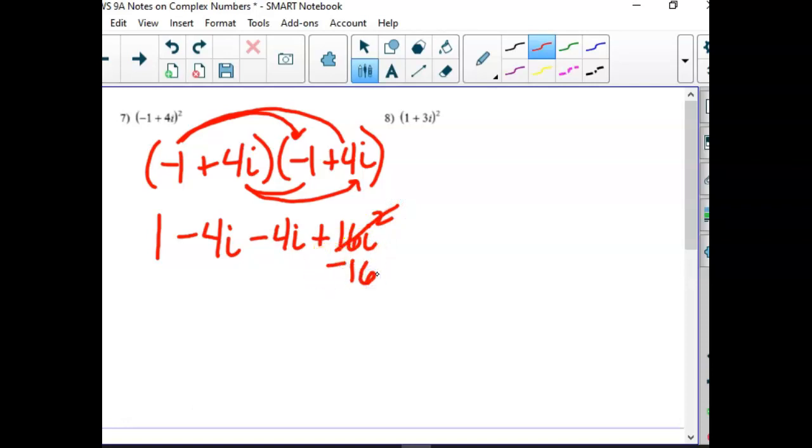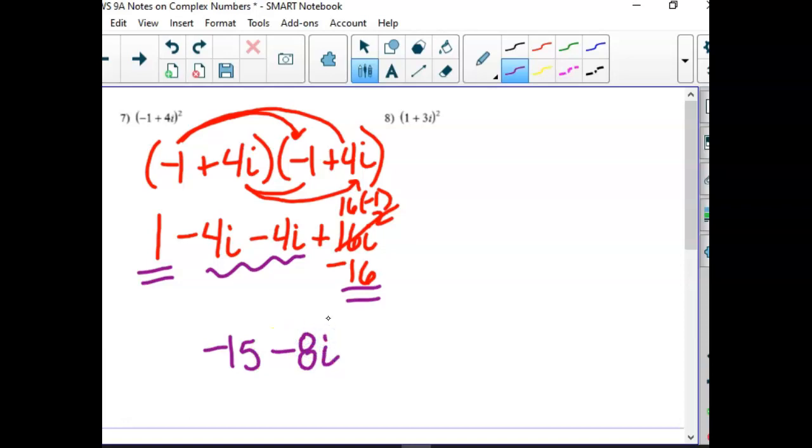Can I skip writing out why that is, or do you need me to write that out? i squared is negative 1, so 16 times negative 1, I can write it up here, becomes negative 16. I just didn't want to have to rewrite everything. So then I had a 1, and back here a negative 16, and negative 4i minus 4i more is negative 8i. Did someone get that? Is anybody lost or got something different, and I can help figure out where you went wrong?